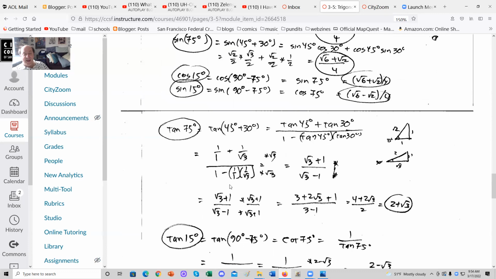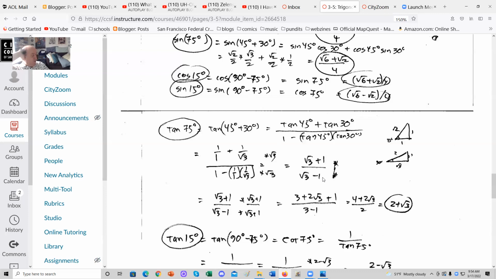Now let's go on, tangent of 75 and 15. Well, okay. 75 is 45 plus 30. So that'll be tan plus tan over 1 minus tan times tan. So tan 45 is 1. Tan 30 is 1 over root 3. 1 minus 1 times 1 over root 3. This compound fraction, we'll multiply numerator and denominator by root 3. And we'll get root 3 plus 1 over root 3 minus 1.